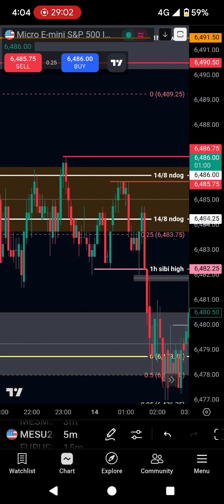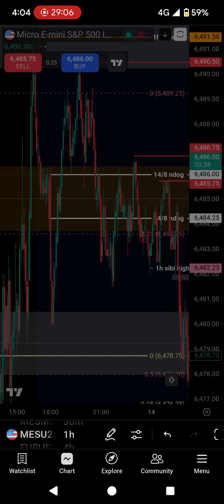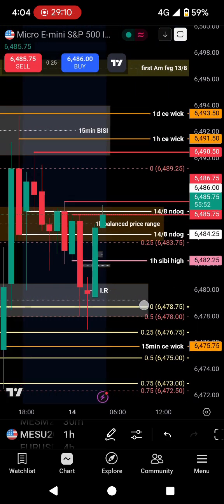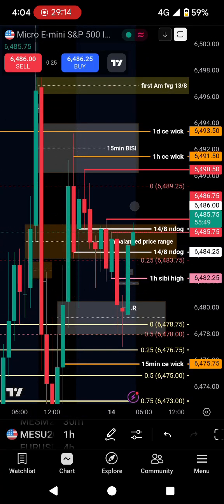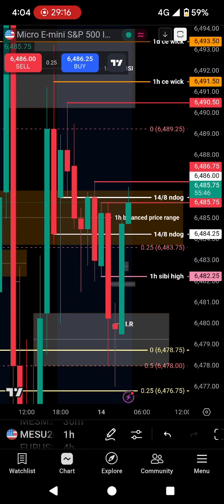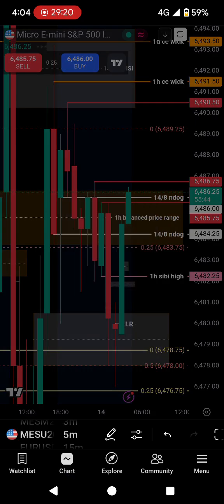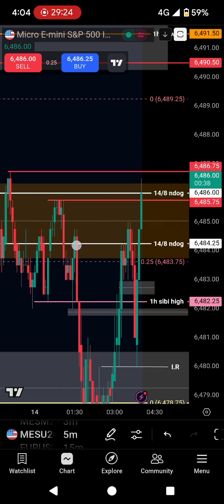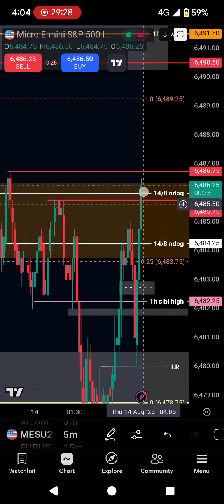Actually, what is this? This is probably the 1 hour chart something. Okay, the 1 hour chart is the balanced price range, right? This is the 1 hour chart balanced price range. Here you can see we are finally trading above it. So now on a 5 minute chart, we can see this also. Look at this CV, it has always been offering resistance. Right now, finally we close above it.